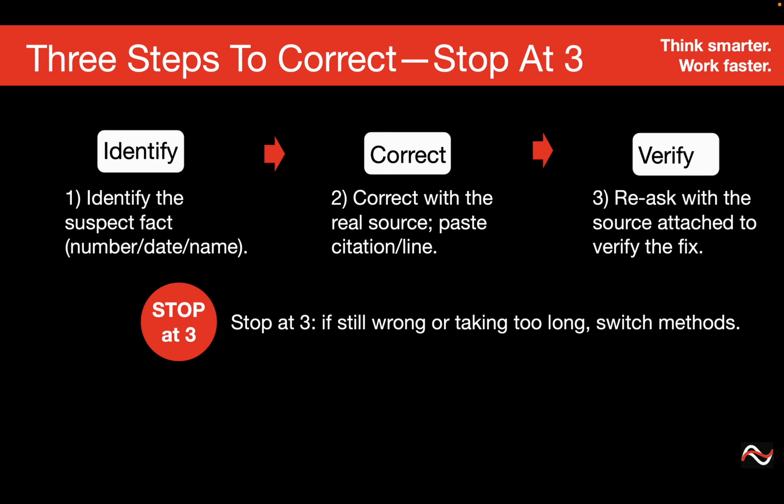Use this three-step recovery when a line looks suspicious. First, don't panic. Isolate the suspect fact. Second, correct the line using the actual source or direct wording. Third, re-ask the model with the source attached to verify the fix. If the model is wrong 3 times in a row on the same fact, or you're spending longer fixing the output than writing it yourself, stop and finish that line manually.